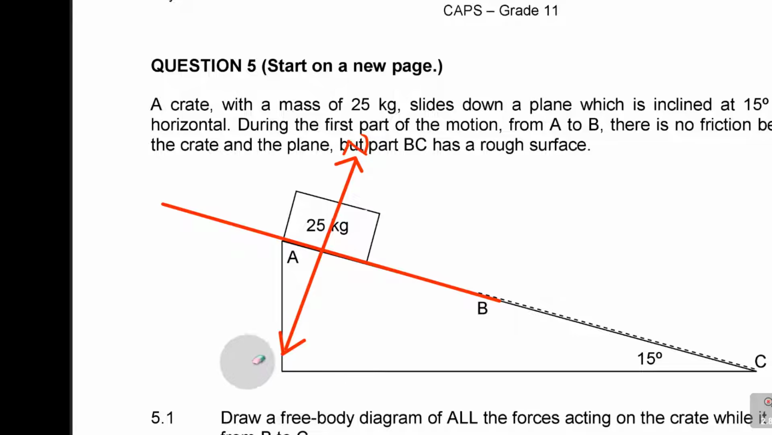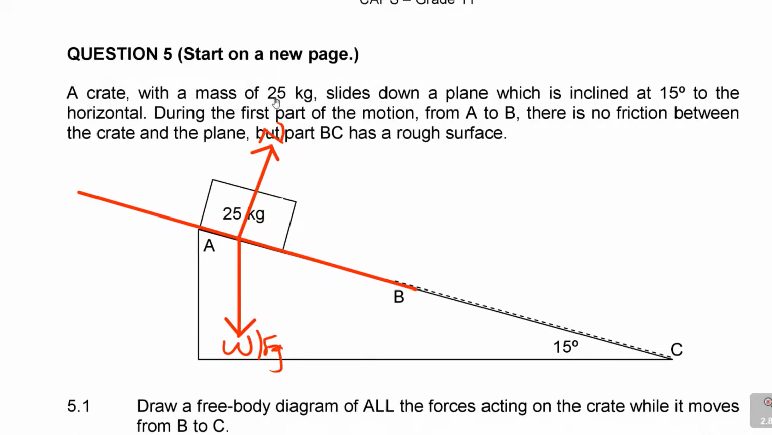Let me first not do it like that. There is always a force that is acting vertically downwards, whatever the case. When it's always working downwards, it is the weight of the object, which is Fg. It is always vertically down. And then, since this block is going downwards, remember it is sliding downwards. They're saying a crate with a mass of 25 kg slides down a plane with an incline of that to the horizontal.